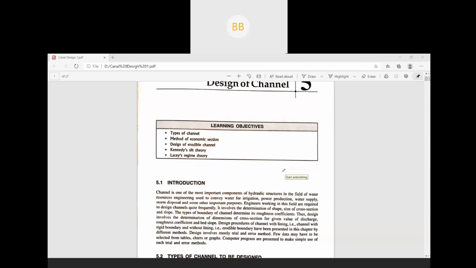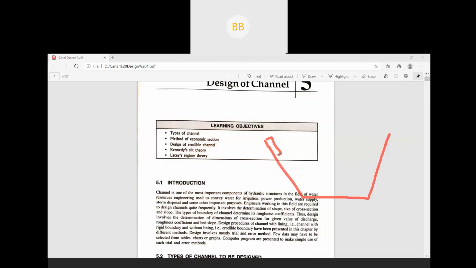Suppose we need to design a canal. So what we do first, we excavate the earthwork. Okay, and suppose we want to design a trapezoidal channel. So if you want to construct a trapezoidal channel, first we have to excavate in a trapezoidal form. And then if we keep it like this, then this is called your mobile boundary, or you can say unlined canal.